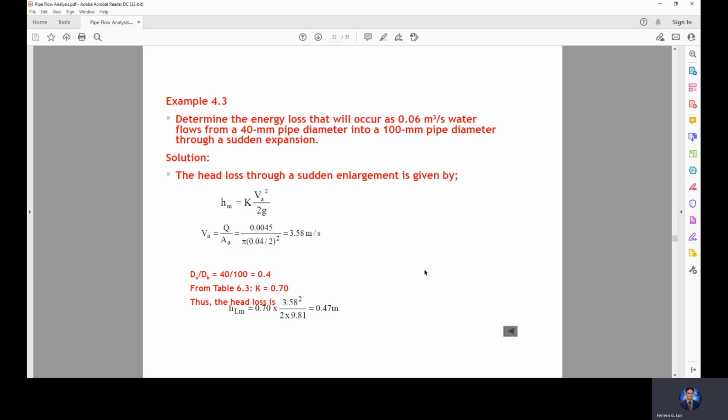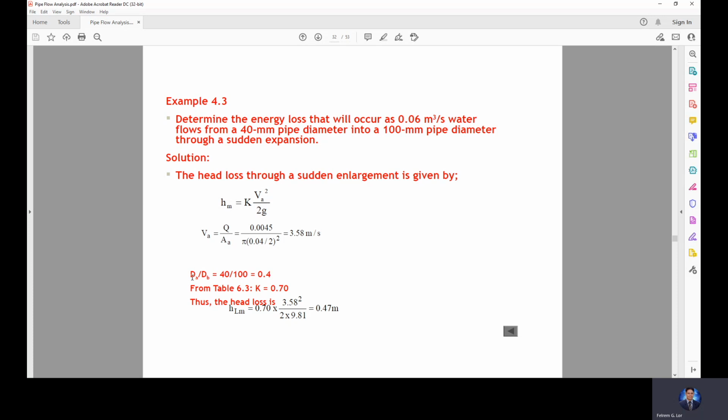So the head loss through a sudden enlargement is given as K V squared over 2G. So first, we need to determine the velocity. Q over area, so that's the velocity, 3.58 meters per second.